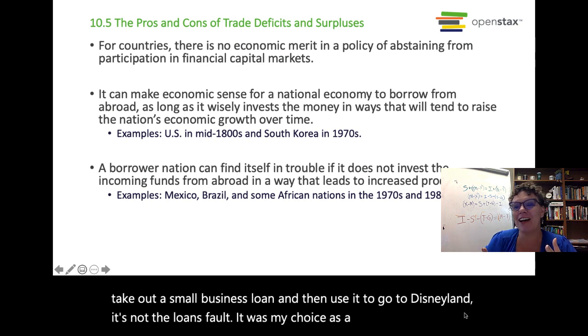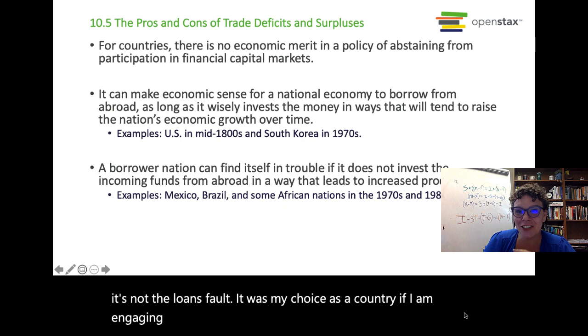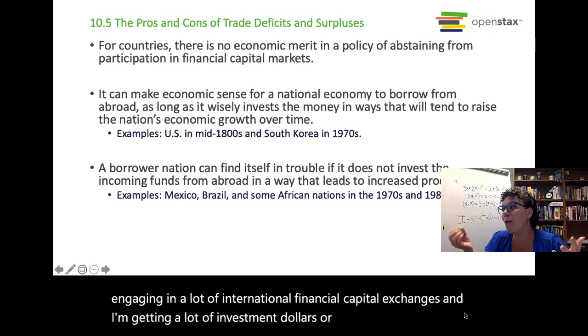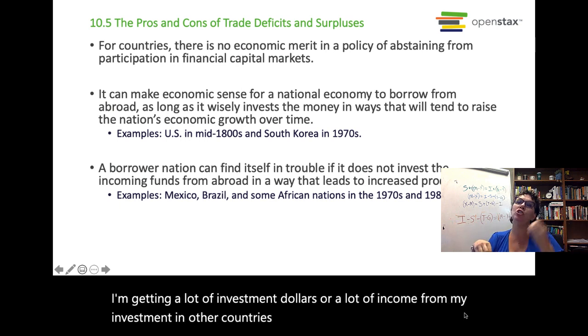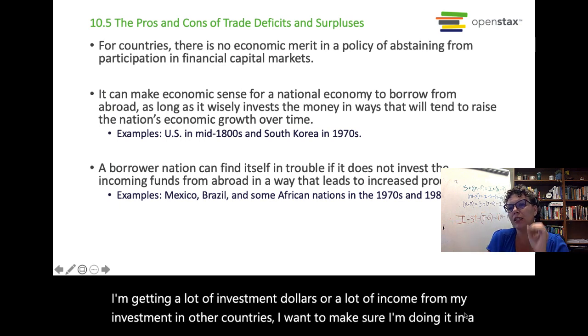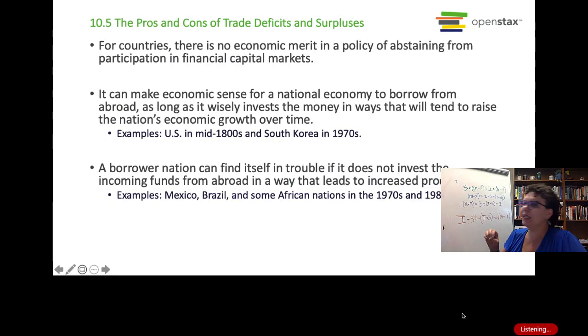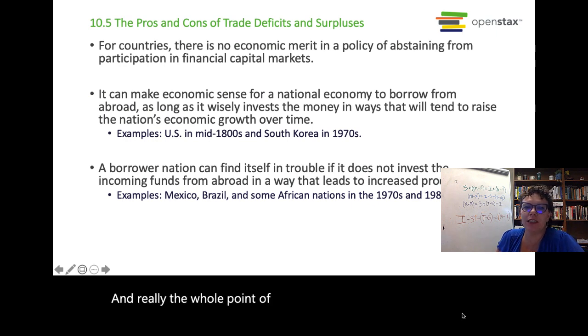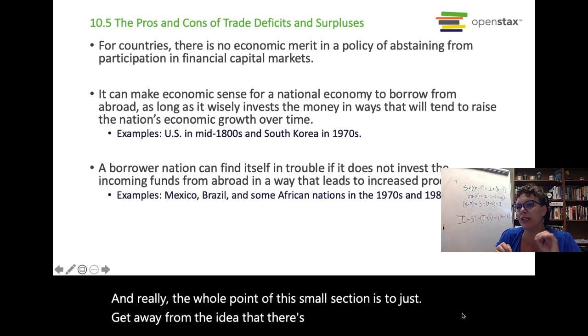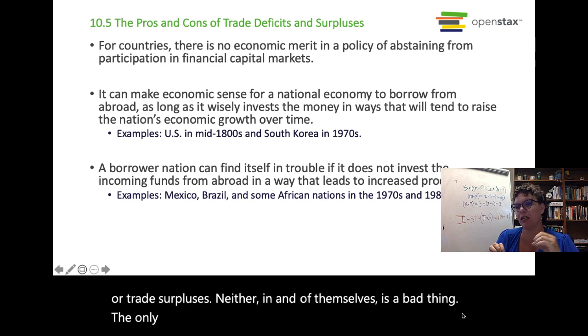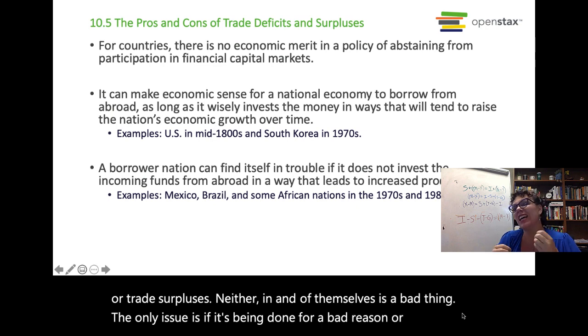As a country, if I am engaging in a lot of international financial capital exchanges and I'm getting a lot of investment dollars or a lot of income from my investment in other countries, I want to make sure I'm doing it in a productive way that's going to grow my economy down the road. Okay? And really the whole point of this small section is to just get away from the idea that there's a problem with trade deficits or trade surpluses. Neither in and of themselves is a bad thing. The only issue is if it's being done for a bad reason or being done in an unsustainable way.